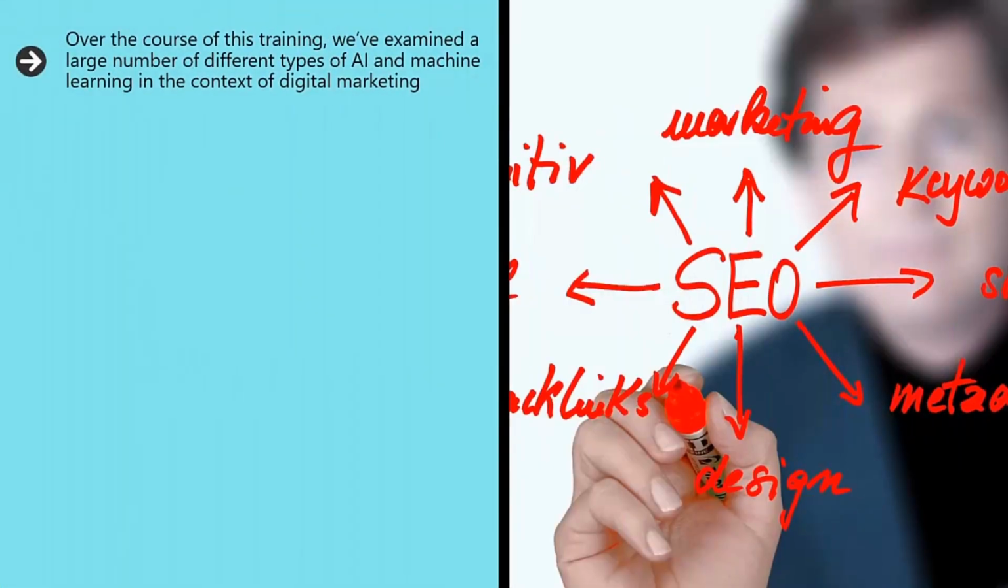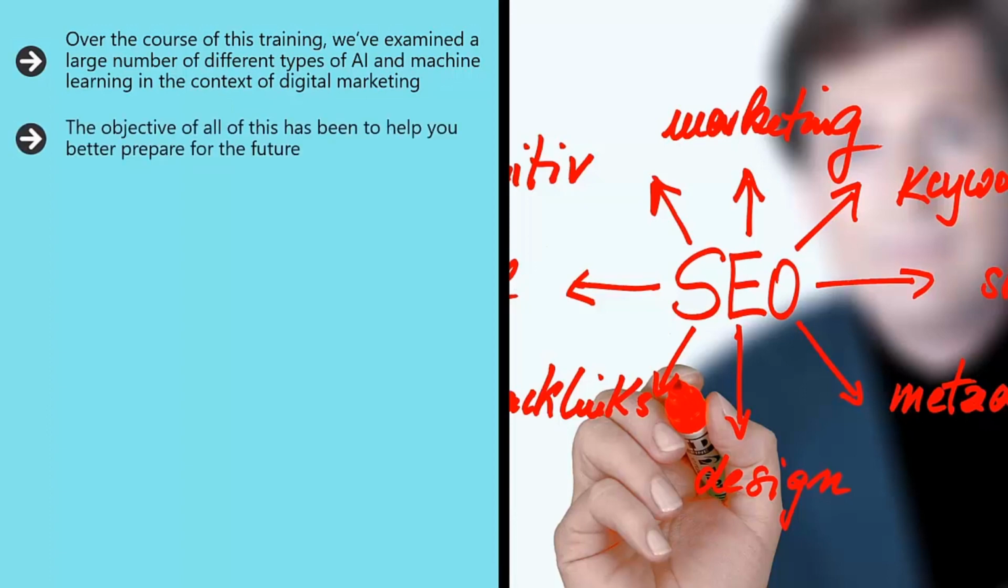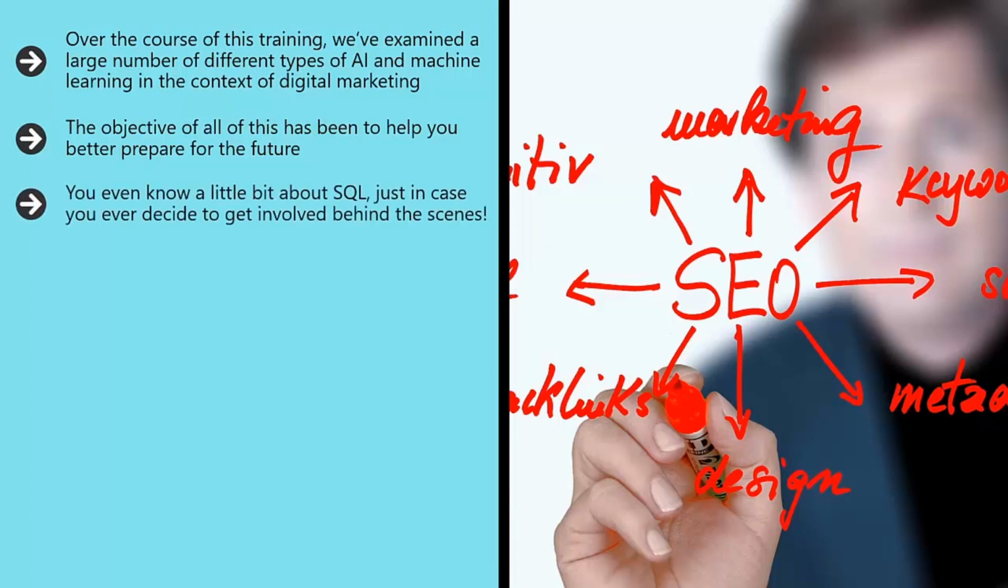Over the course of this training, we've examined a large number of different types of AI and machine learning in the context of digital marketing. The objective of all this has been to help you better prepare for the future. You know that you should start collecting as much data as possible right now, that you need to add schema markups to your site, that you should be using LSI, that you could benefit from a chatbot. You even know a little bit about SQL, just in case you ever decide to get involved behind the scenes. But in all likelihood, all of this is going to change a lot more before it enters the scene, and we can't really anticipate just how its impact will be felt.